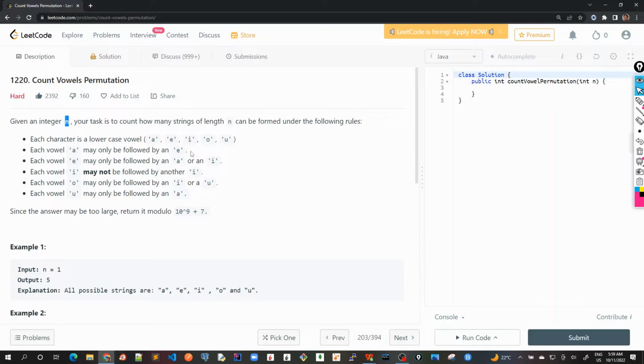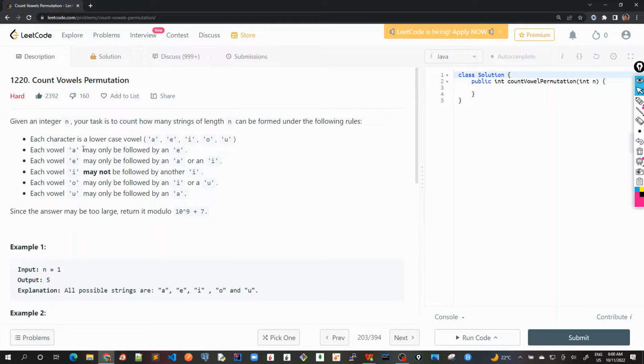Your task is to count how many strings of length n can be formed under the following rules. The first rule states that the strings can only have the characters given here, which are lowercase vowels, for example A, E, I, O, and U. So these are the five vowel characters which we can use in our string, and all are in lowercase.